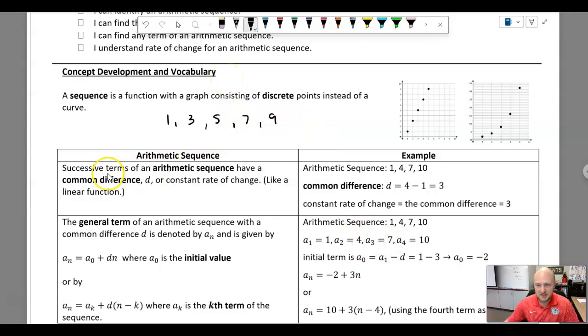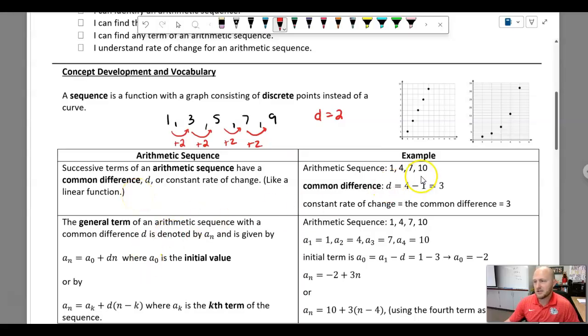Successive terms of an arithmetic sequence have what we call a common difference, or they change at a constant rate. For this example, you can see from 1 to 3, we are adding 2. The same from 3 to 5, plus 2, 5 to 7, plus 2, 7 to 9, plus 2. So that's what an arithmetic sequence is. It has what's called a common difference. d is equal to 2.